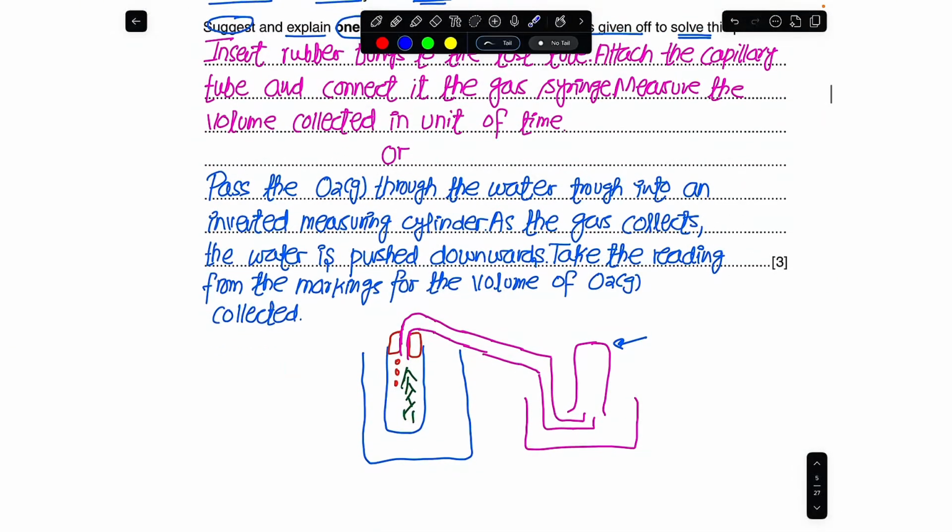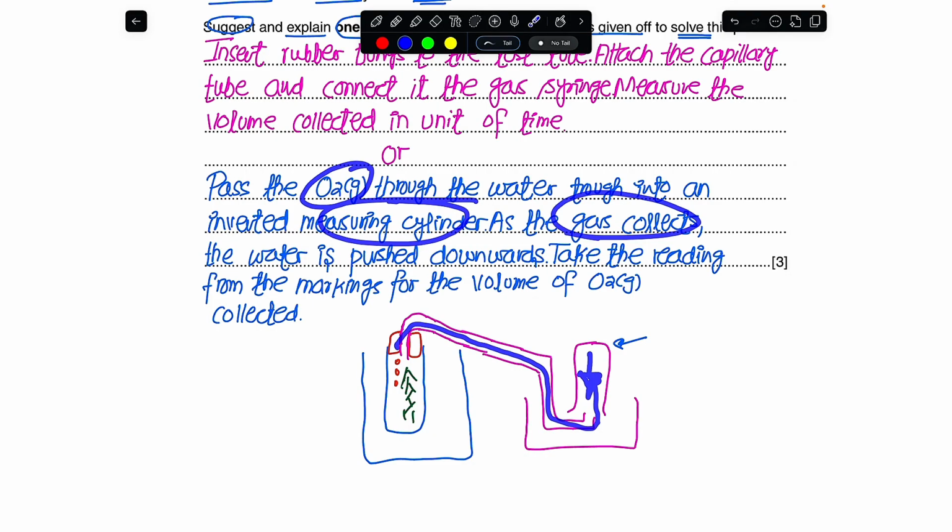The other point could be, as I've said, we would pour the oxygen gas through the water trough and into an inverted measuring cylinder. And as the gas would collect, the water would be pushed downward and we would have some markings here. Any of the space that would be created here in the inverted measuring cylinder would be proportional to the volume of the oxygen gas collected.